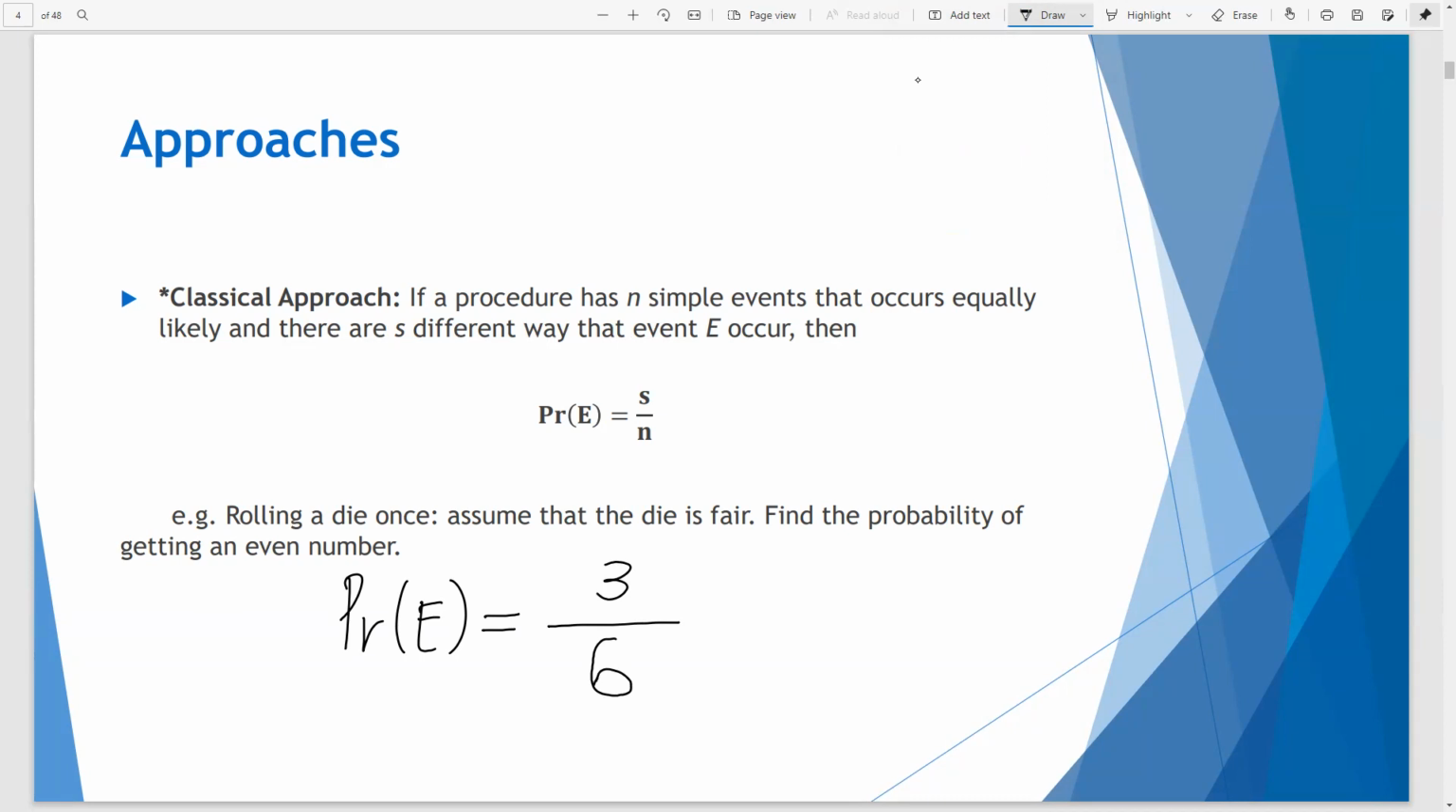So when you do your work, you need to show me the idea, what you're thinking, right? 3 over 6, that means 3 even numbers over 6 different outcomes. Then you could either do simplification or convert to decimal, it doesn't matter, right? But you have to show me this step. You could reduce to a fraction, you could just divide to a decimal.